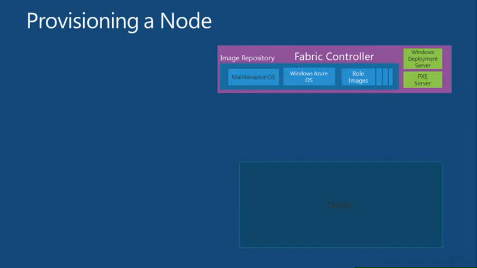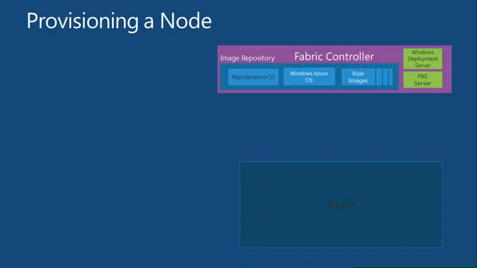So let's talk about provisioning a node now. When we're going to deploy a service, we need to have servers ready to deploy those services onto. And if anybody's got an automated kind of data center management infrastructure, you probably have something similar to what we have going on here. There's a node here. There's the fabric controller up there, and let me explain what you see in the fabric controller. It's got what's called an image repository in it. This is where the OS images are stored.